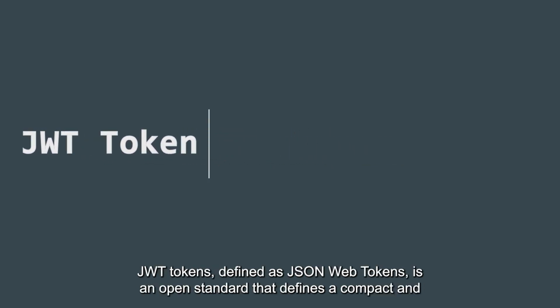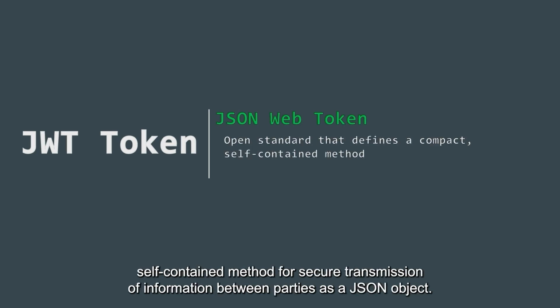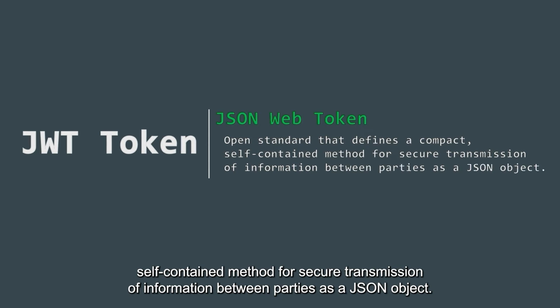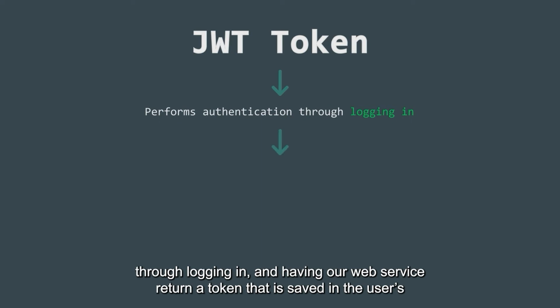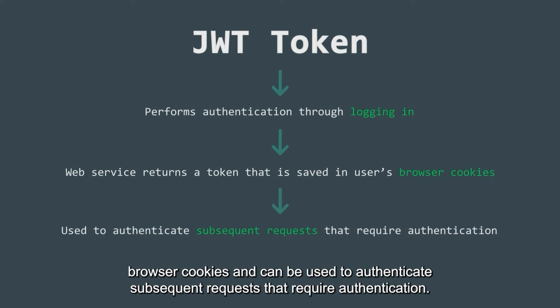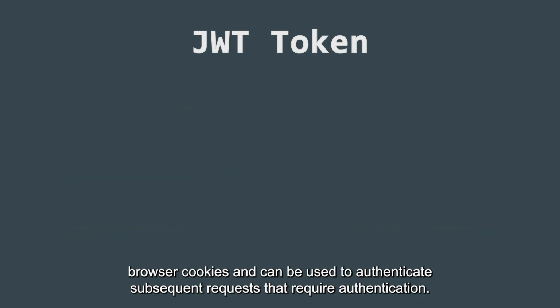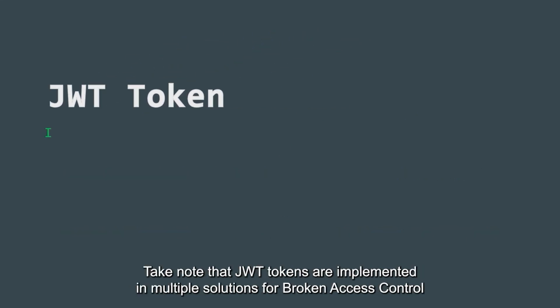JWT tokens, defined as JSON Web Tokens, is an open standard that defines a compact and self-contained method for secure transmission of information between parties as a JSON object. We can make use of JWT tokens to provide token-based authentication by performing authentication through logging in, and having our web service return a token that is saved in the user's browser cookies and can be used to authenticate subsequent requests that require authentication.